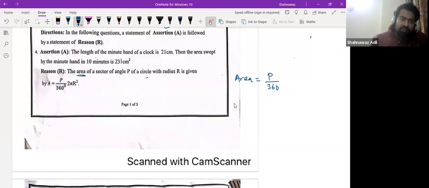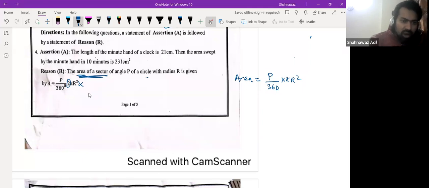Area of sector is theta by 360 into pi r square. So this is the expression for a sector, correct? But if we look at this reason, it is totally wrong, right? There's this extra 2 in here. So this reason is wrong. Without solving the assertion part, we can directly say that this reason is wrong.